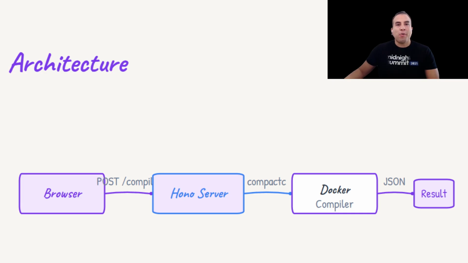The compiler runs with the skip-zk flag, which means it does full syntax and type checking without generating the actual zero-knowledge circuits. This makes compilation fast. We are talking seconds, not minutes.